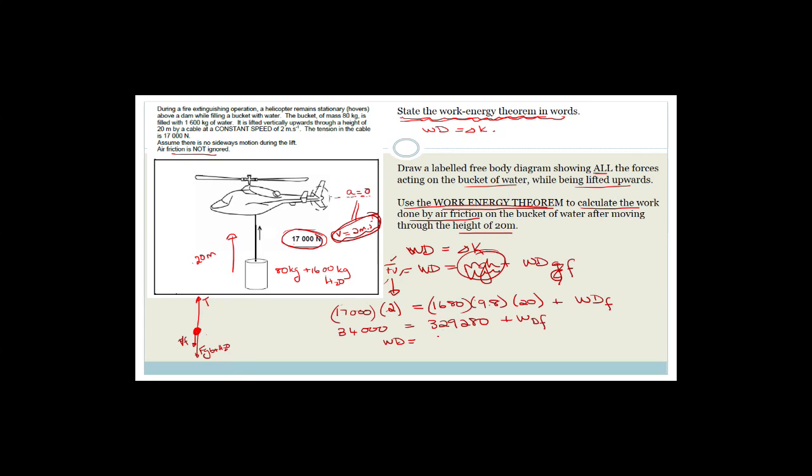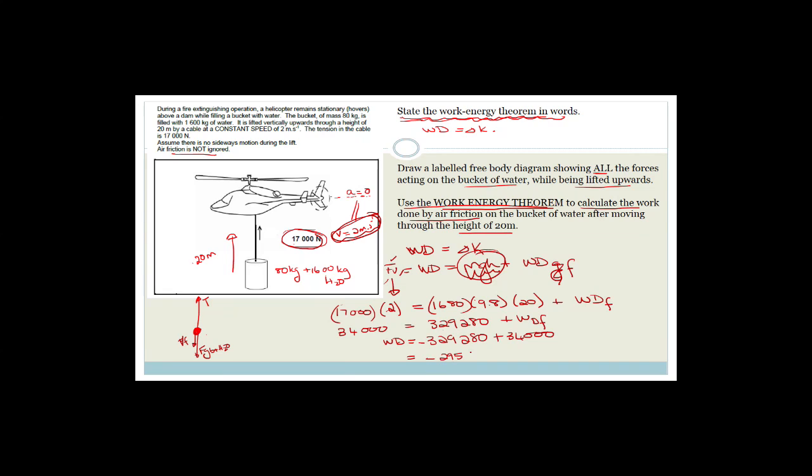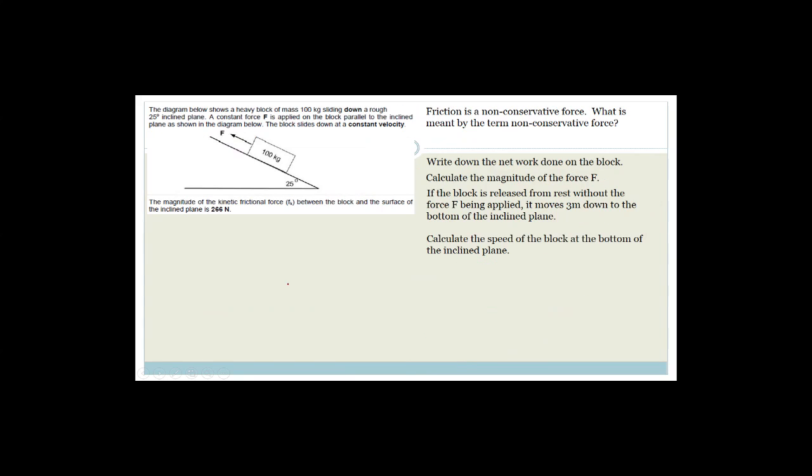So therefore we can say that there is going to be 329280 plus 34,000. Okay, and let's do that. So we go minus 34123 equals 295280 joules. And the negative just shows that we are subtracting energy from the system. Okay, nice question. Let's move on.